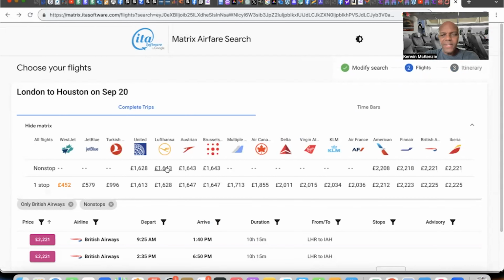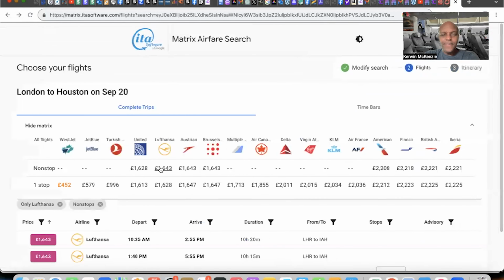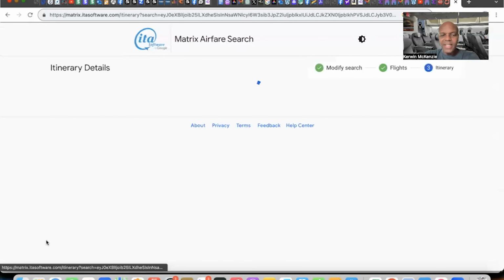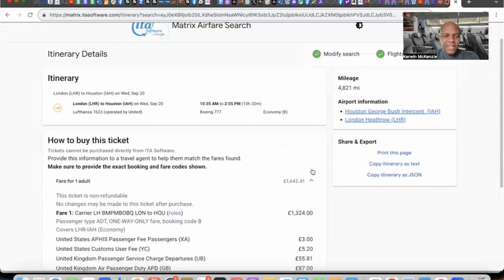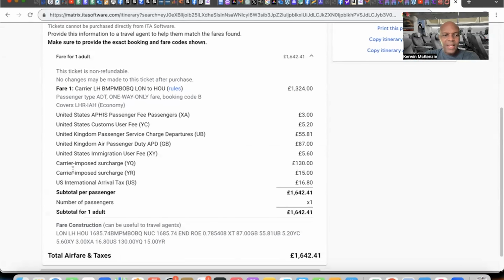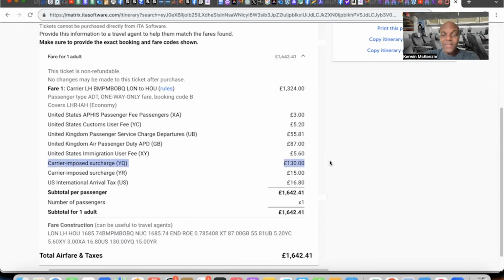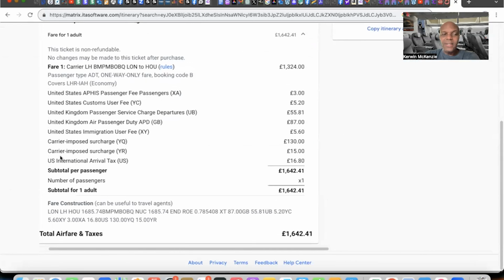Let's pick Lufthansa, for example. Now notice the difference, right? All the oneworld carriers, which are these four here, is at least $2,000. And these, which is actually the Star Alliance carriers, are not. So let's go see. If I go to say Lufthansa, and we pick that flight, okay, now Lufthansa still has a carrier imposed fee, still 130, and you still have to pay the APD. So it looks like out of London, they're all charging the carrier imposed surcharges.